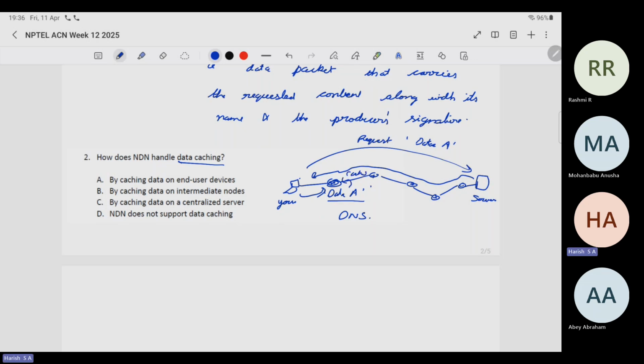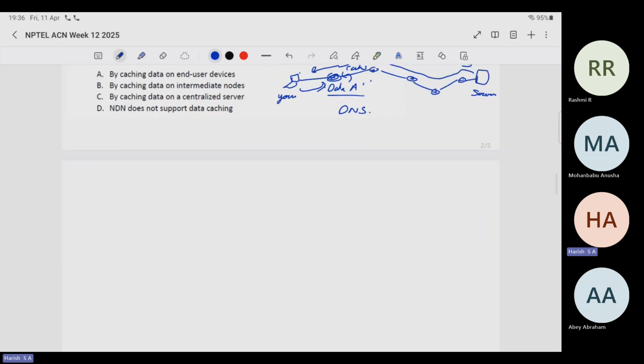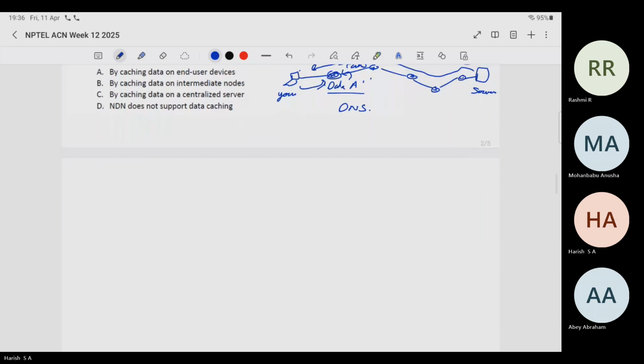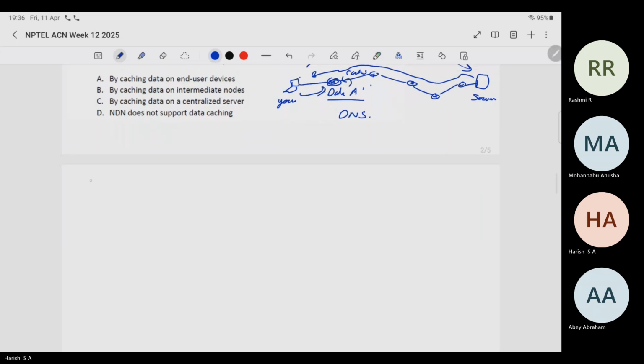Similarly, in the NDN architecture, how does NDN handle data caching, and how important is it? I'll just write down a little bit about it, so that this will serve as some sort of a summarization for what NDN is also. You can just refer to this and you can probably understand.